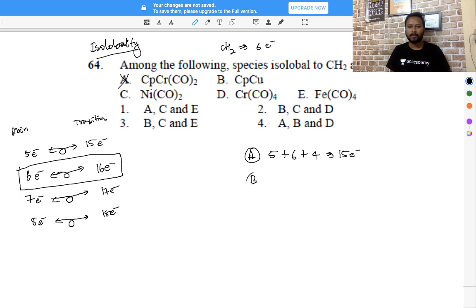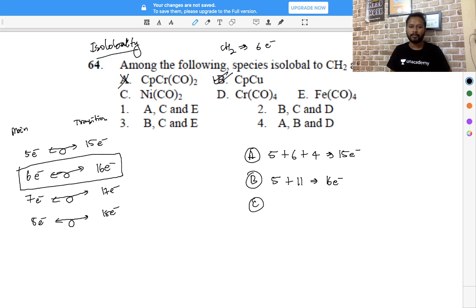Checking option B. Cp will give you 5, and copper, how many electrons do you get from copper? 11 electrons from copper, right? I am doing everything from the neutral electron count method. There are two methods to count: one is the neutral electron count method, the other is the oxidation state method. You can follow any one of them. I find the neutral electron method easy, so that's why I use it. So it's a 16 electron species, so option B is your isolobal species.